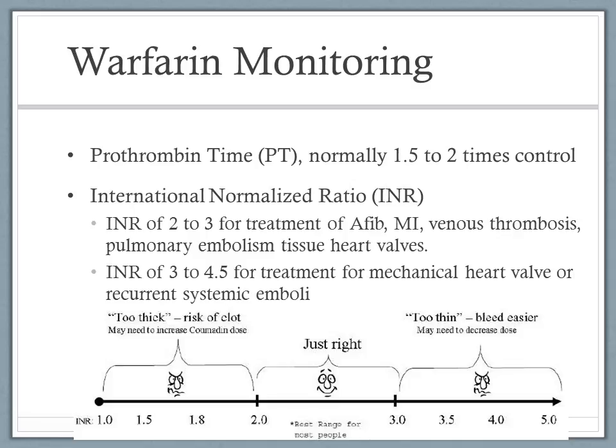Normal PT is 1.5 to 2 times control. INR is a way of expressing the PT in a standardized way in different places internationally. This ensures that results obtained by different laboratories can be compared reliably. Normal range INR is 2 to 3. The longer it takes the blood to clot, the higher the PT and INR. The range may be chosen based on different patient circumstances.